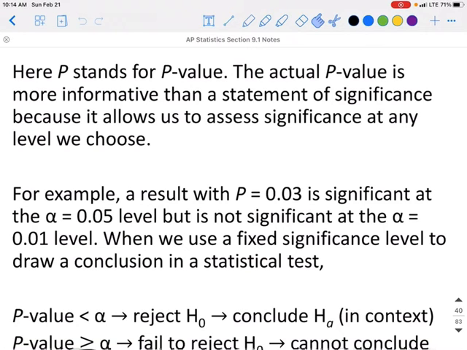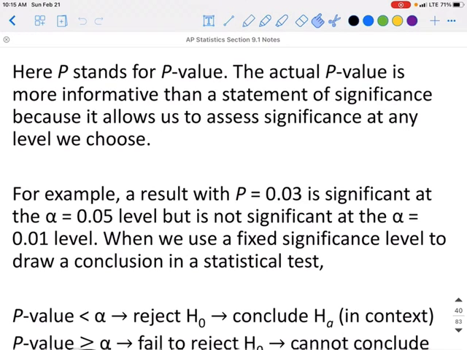The actual p-value is more informative than the statement of significance because it allows us to assess the significance at any level that we choose. So, for example, if our p-value is 0.03, it's statistically significant at an alpha level of 0.05, but it is not statistically significant at an alpha level of 0.01.